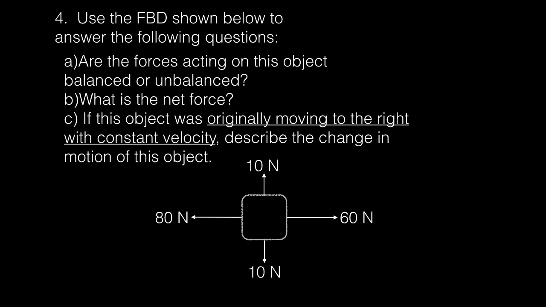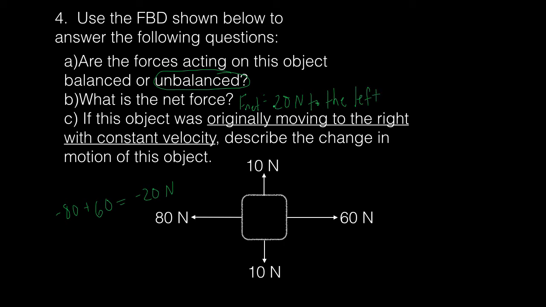Okay, number 4. In this problem, we're trying to determine whether the forces are balanced or unbalanced. Let's look at the up and down direction first. They're balanced, 10 and 10. Left and right, though, we see that there's 80, and that's in the left direction, so minus 80, plus the 60, that's going in the rightward direction. And so if you add them together, you're going to get a minus 20 newtons. And so the forces in this situation are unbalanced. There is a net force, and the force net is equal to, well, say 20 newtons to the left.